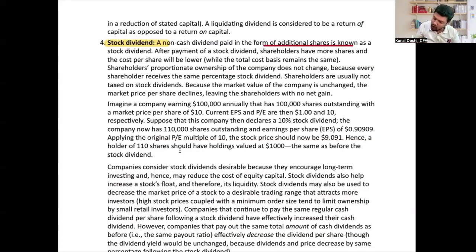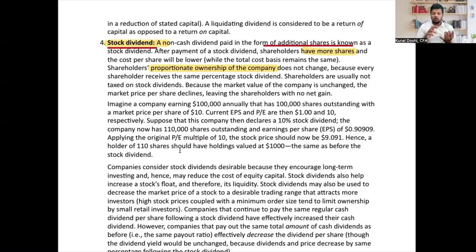This is called stock dividend. Yes, because the company is rewarding you by not paying cash, but by paying shares. Correct? So basically, if you already had shares, now you'll have more shares, and by doing this, the company saves in terms of giving out the cash. So there's no cash outflow from the company. Shareholders get additional shares. However, the ownership of the company does not change because everyone gets these extra shares.